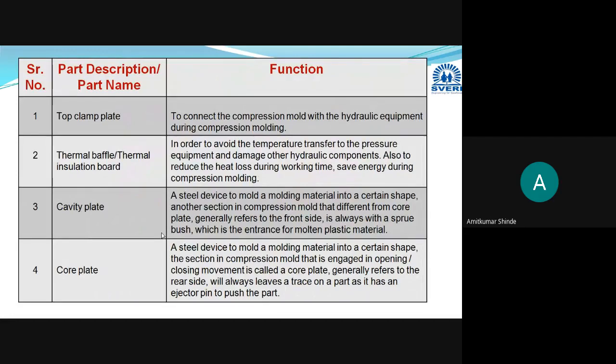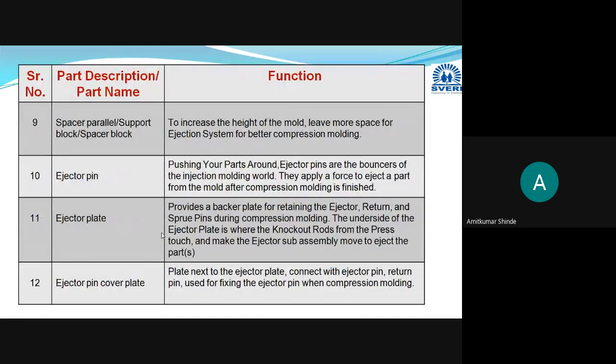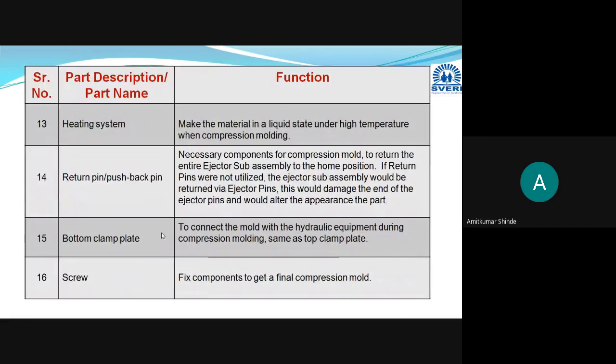Top clamp plate, then thermal buffer, then cavity plate, cover plate, then stop block, guide pin or guide pillar, then vertical guide plate, core pulling system, then spacer block, ejector pin, ejector plate, and ejector pin cover plate, heating system, return pin, pushback pin, then bottom plate or bottom clamp plate, and screws. These are the 16 parts we have discussed.